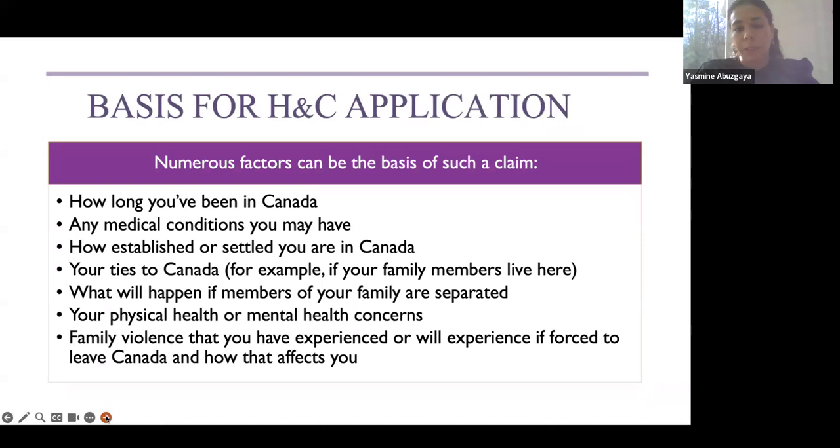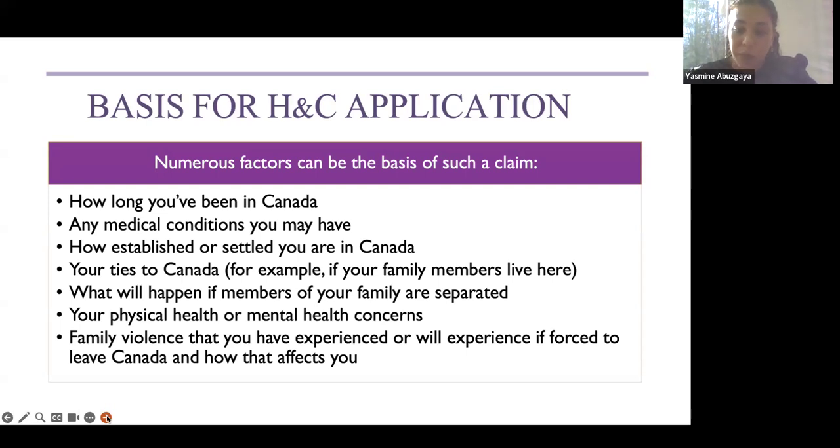Okay. So here we're going to go more into what the basis of an H&C application is. The H&C is, in essence, a paper application, and you, as the applicant, would rarely be interviewed. The decision, like we have said, is highly discretionary, and you'll hear me say this multiple times. What that means is there is not necessarily a very specific formula or bar, and each officer can make different determinations on a case-by-case basis.